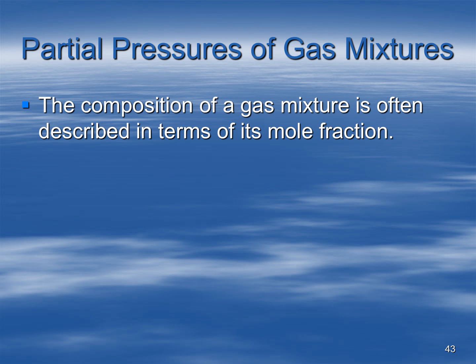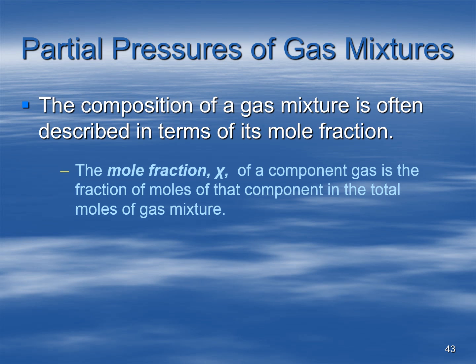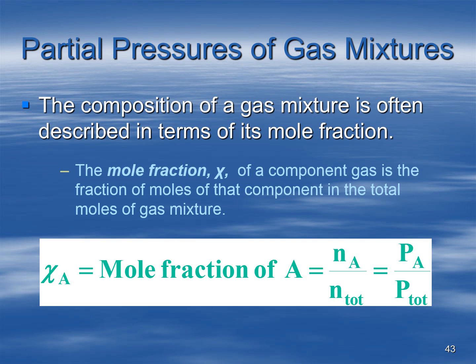All right, so we can actually use this to calculate how much of something there is. Sometimes we use something called a mole fraction. A mole fraction, which is given the symbol X, is just the number of moles of one component divided by the total number of moles. So if you had a bunch of different gases, gas A plus B plus C, the mole fraction of A would be the number of moles of A divided by the total number of moles of A plus B plus C. It's also equal to the pressure of just A divided by the total pressure.